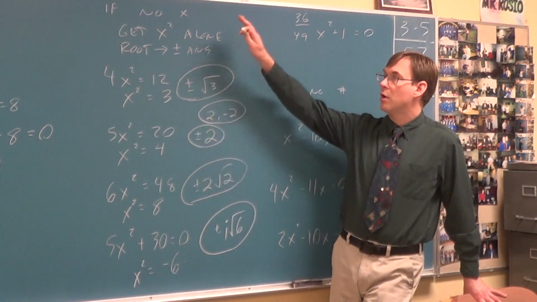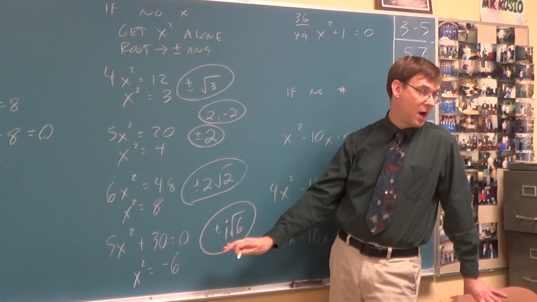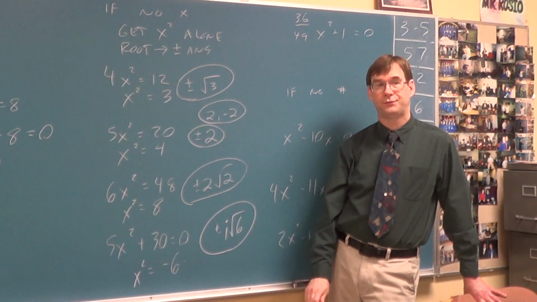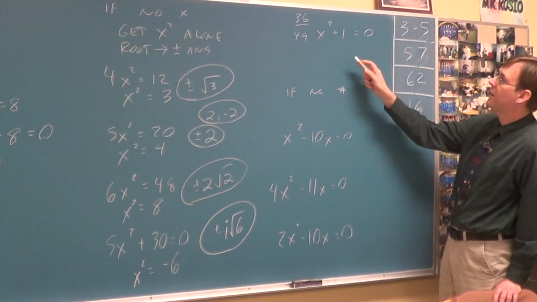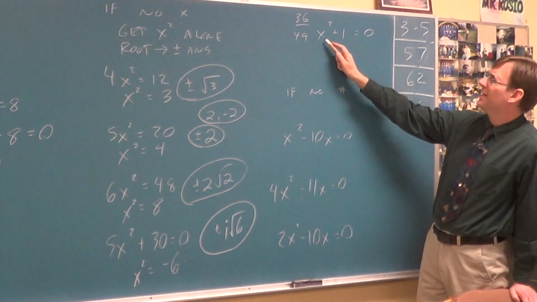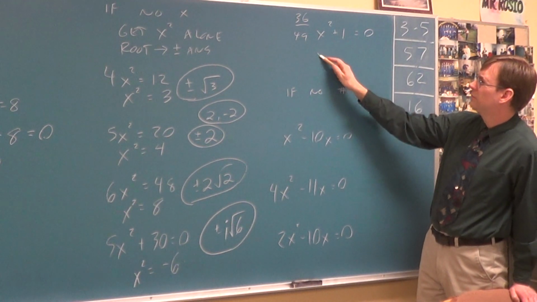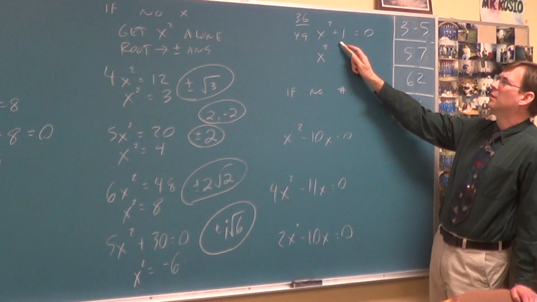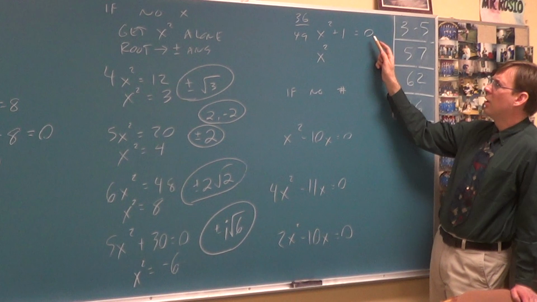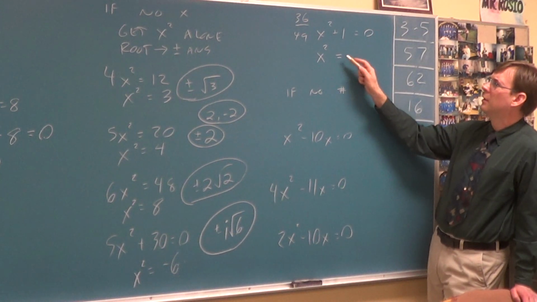Question about that part of the world where the x wasn't there and we were doing roots? Oh, I got one more up here. Never mind. Went too soon. For this, if we got the x squared alone, what would you do first here? Subtract the 1. So we'd be looking at a negative 1.